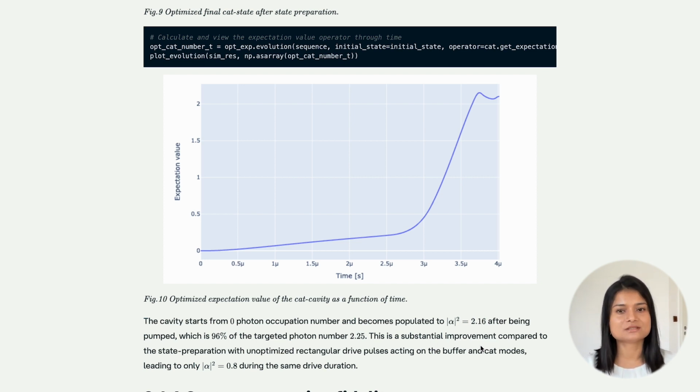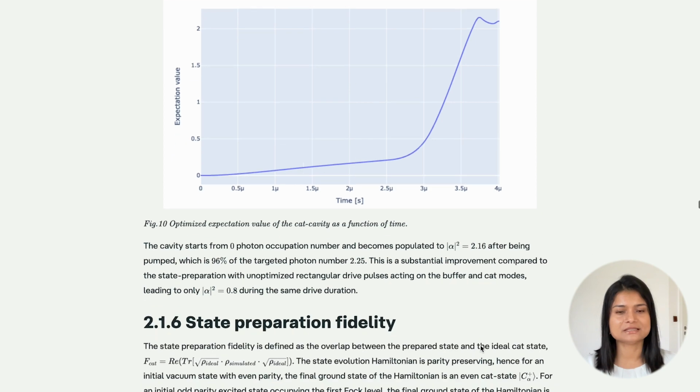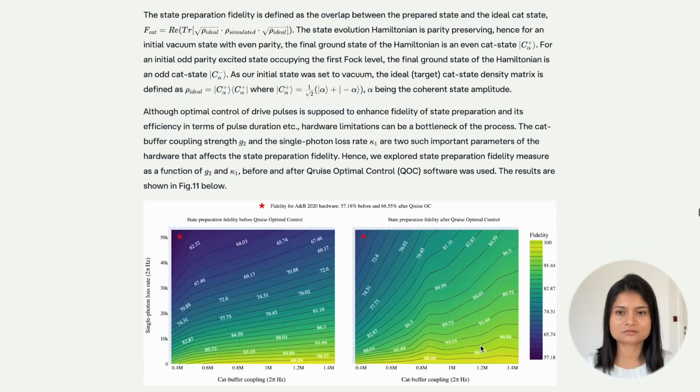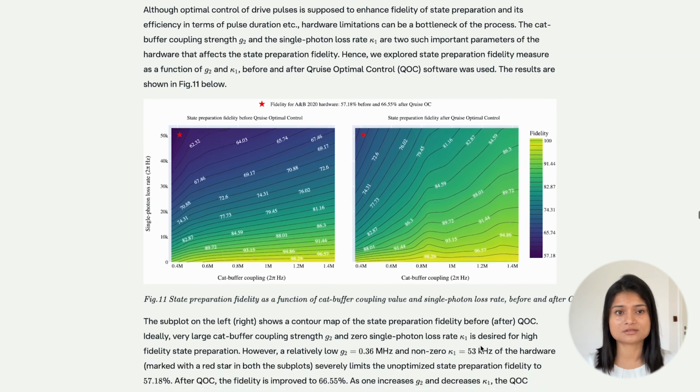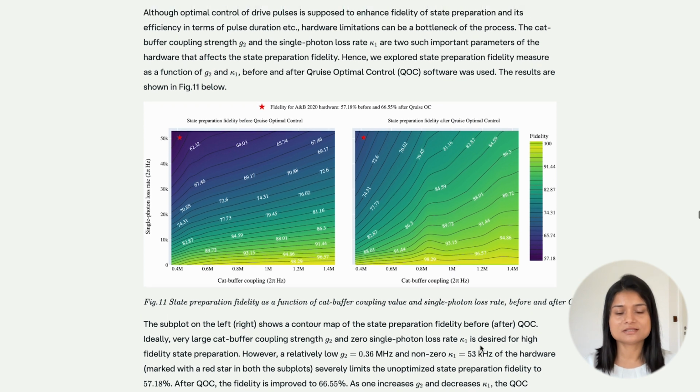One might have noticed that the state preparation fidelity is extremely low even after the optimal control process, which led us to investigate the underlying cause. And we pinned it down to 2 important parameters of the hardware. One of them is the cavity and buffer coupling parameter G2, and the other is the single photon loss rate of the cavity, called kappa 1.